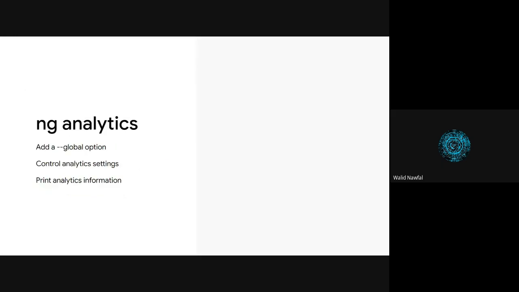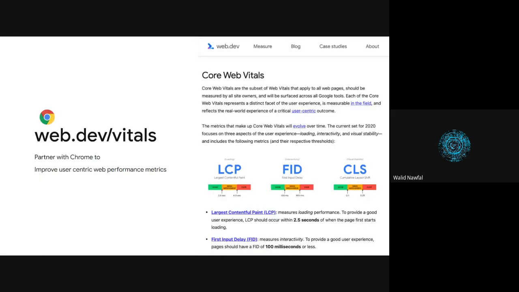Okay, so now we're going to move to NG Analytics. It's a better way to control and print analytics settings. I'm not going to dive deep again, we're short on time. We have as well NG Cache, which is a way to control and print cache information from the command line. Okay, we're finalizing right now.